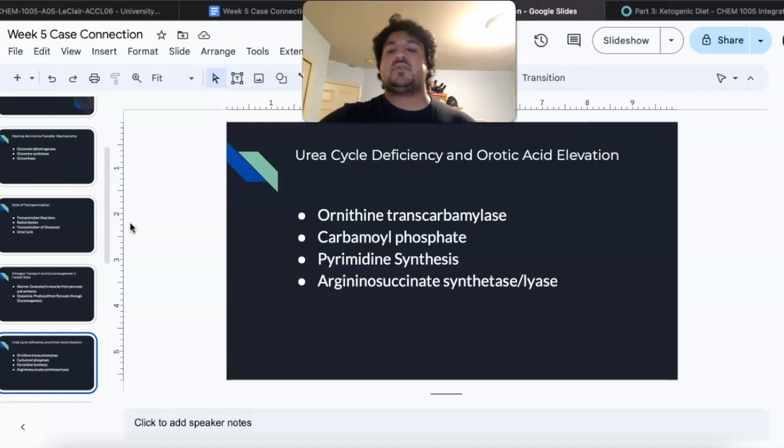The elevated levels of urine orotic acid with normal plasma citrulline suggest a deficiency in the enzyme ornithine transcarbamylase, which is also known as OTC. OTC deficiency leads to the accumulation of carbamoyl phosphate, which spills over into the pyrimidine synthesis pathway, which results in increased orotic acid production. The normal plasma citrulline levels indicate that citrulline is still being produced, so enzymes downstream of OTC, like argininosuccinate synthetase and argininosuccinate lyase, are likely functioning properly.